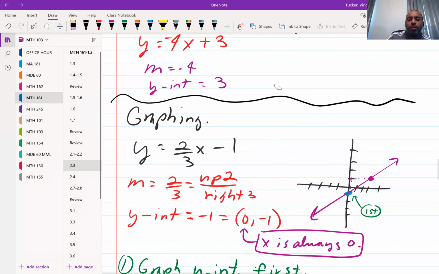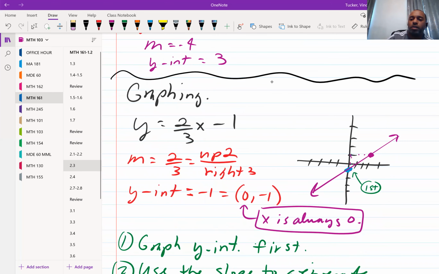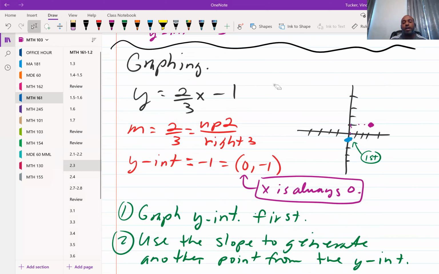Everybody good with that part? I'm going to erase this. So directions here. First thing we're going to do is graph the y-intercept. Our y-intercept is 0, -1. That means we don't go left or right for x, but we just go down 1. And that's that blue point for us.